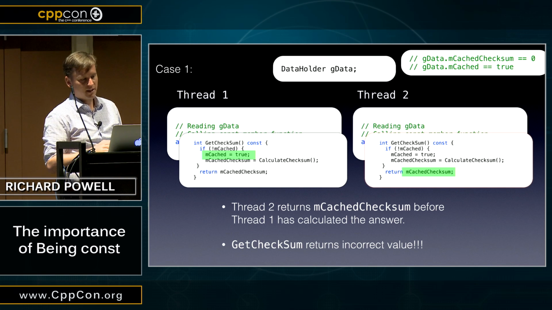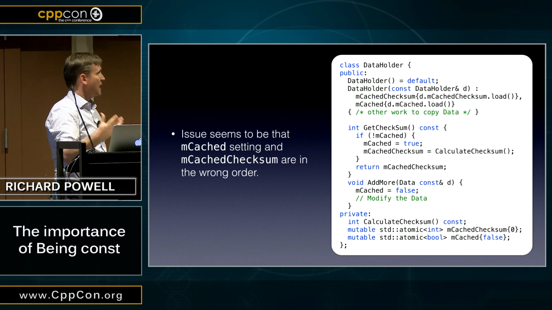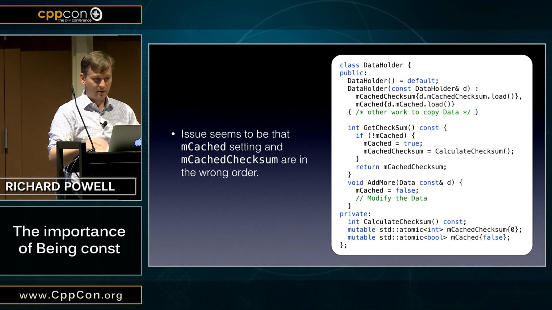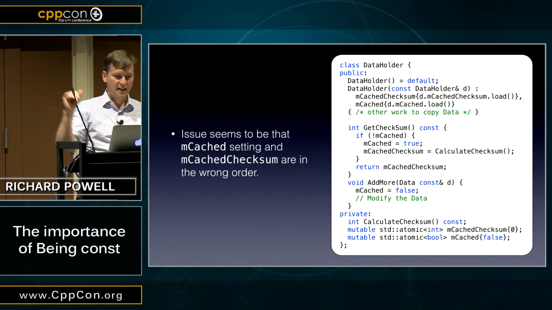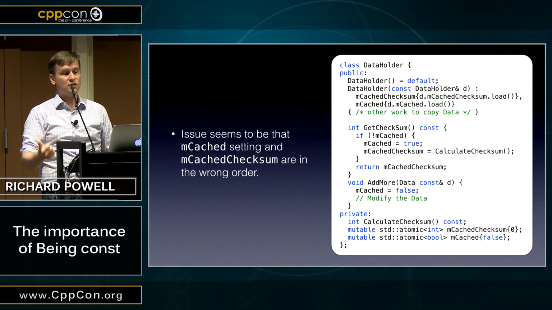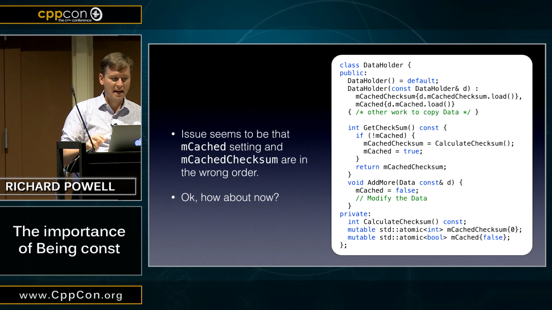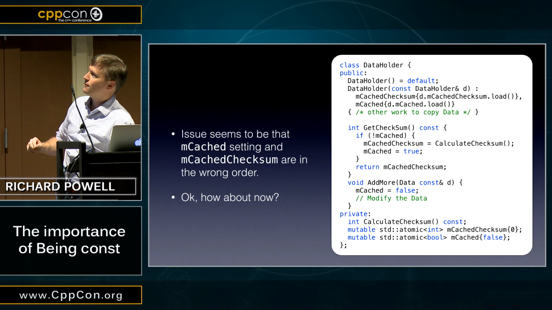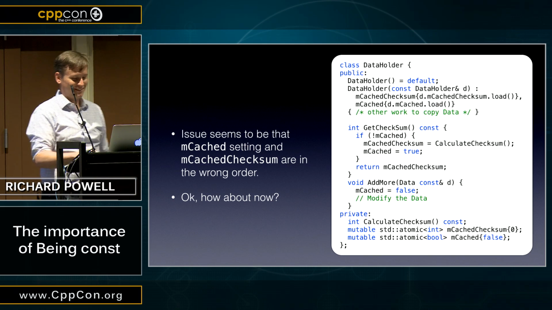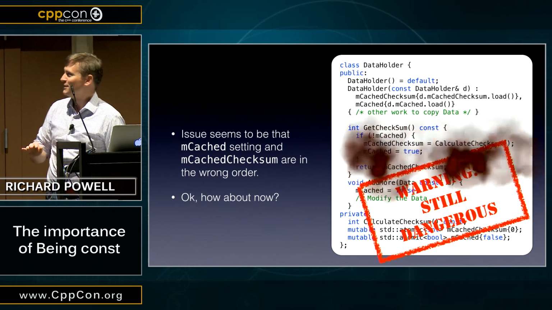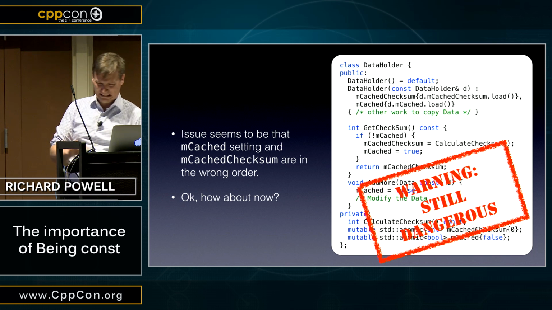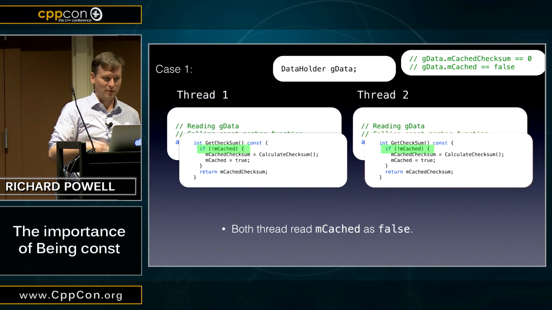So the issue seems to be that cached and cache-checksum are in the wrong order. What I mean by that is, if we look at the GetCheckSum function, I first check to see if it's cached. If it's not, I set it to be cached, and then I calculate the value. So now I fixed it. Are we good? Oh, still dangerous. Ugh, okay, let's walk through that again.